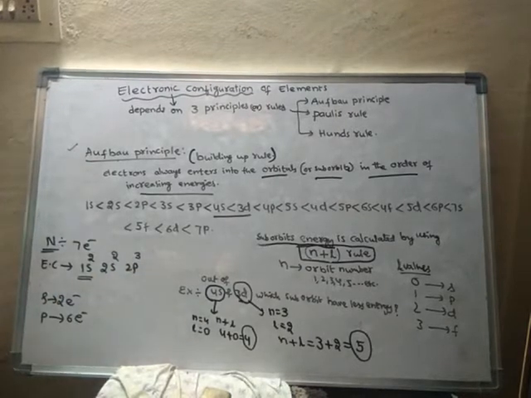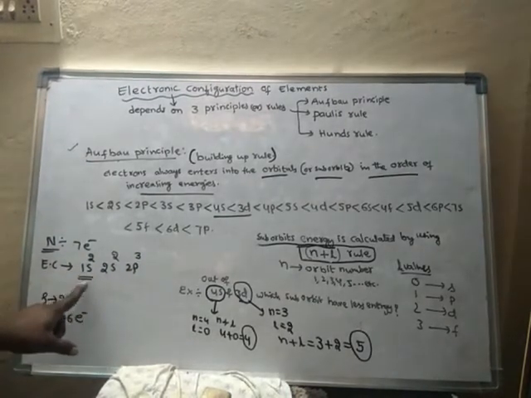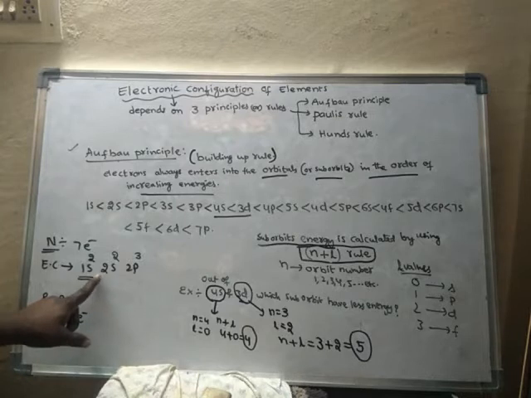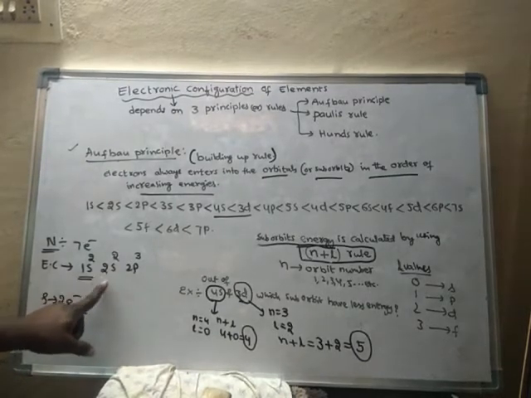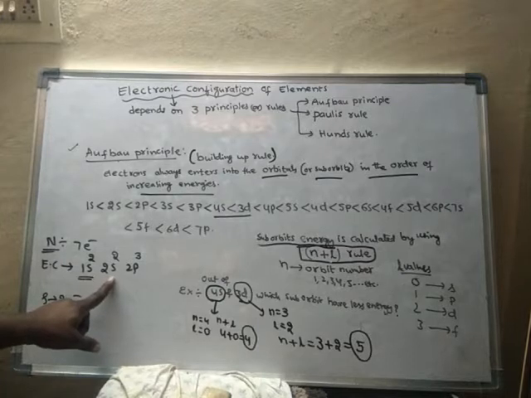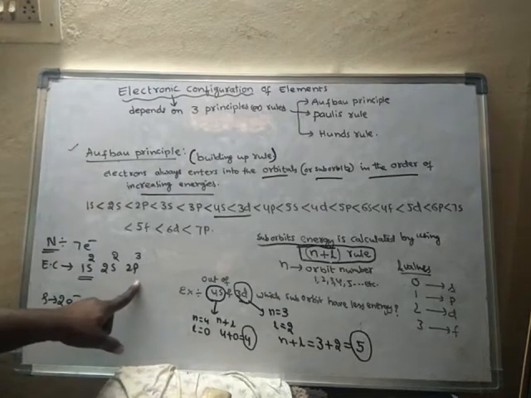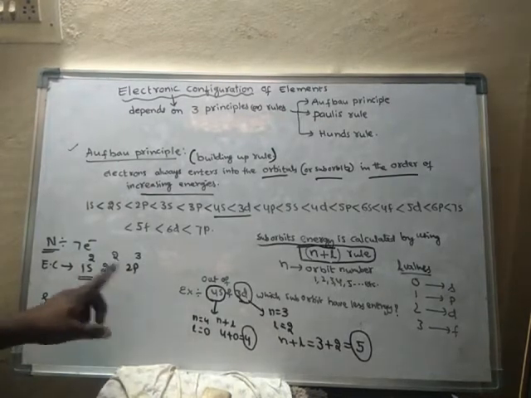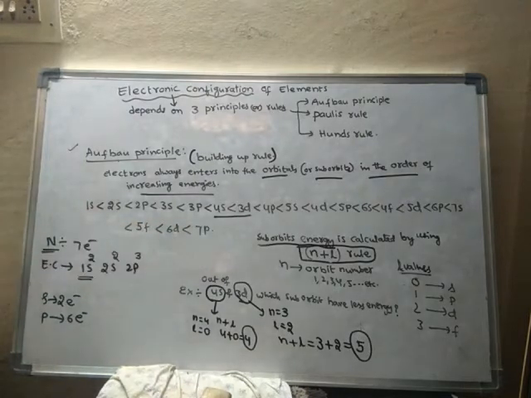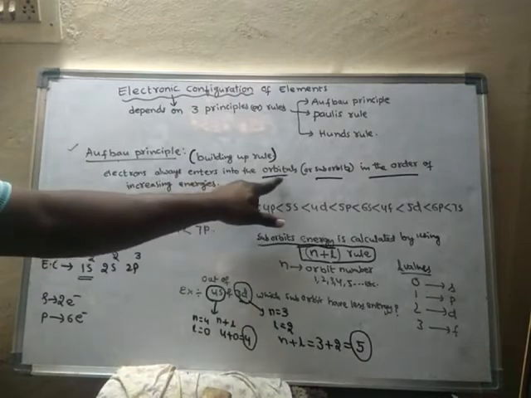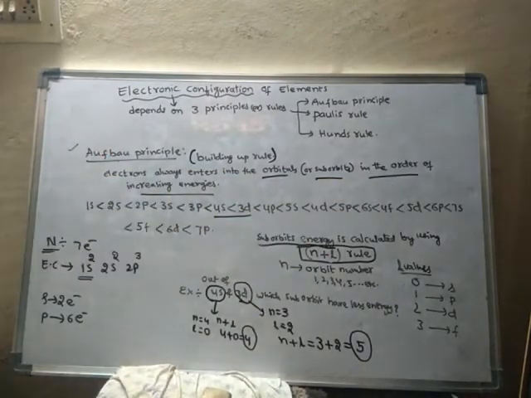So like this, electrons will enter into the lowest energy suborbit first, and after that the higher energy suborbit will take the electrons. After completion of this suborbit, the remaining electrons will try to enter into the next higher energy suborbit. In this way, the electrons will enter into suborbits. This is what the Aufbau principle says: electrons always enter into the suborbits in the order of increasing energies.